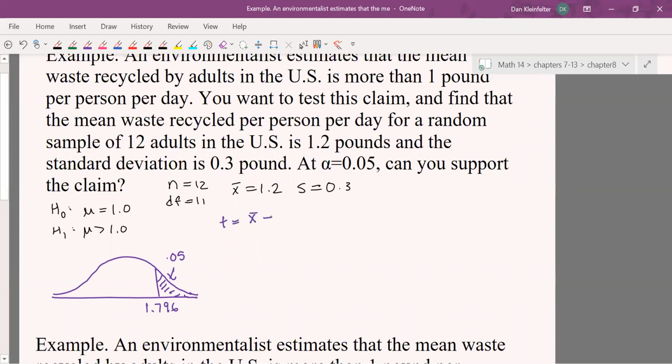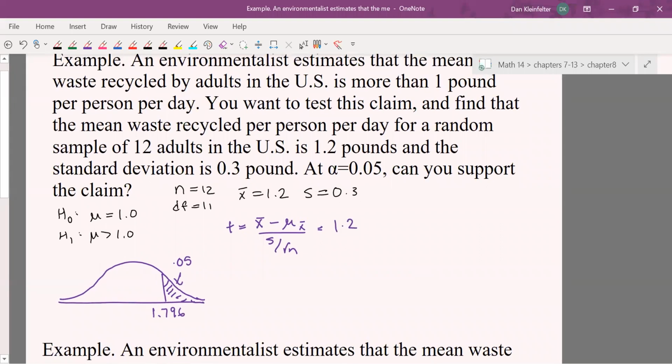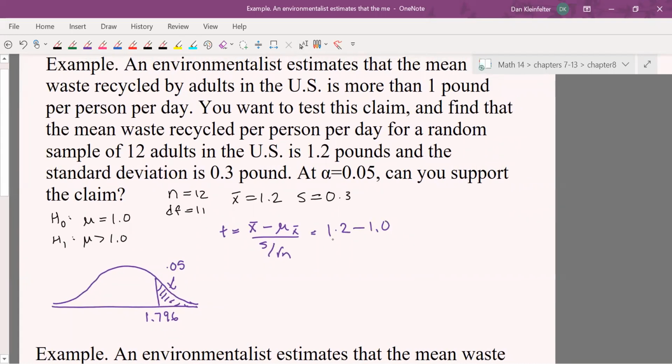All right, and then next we want to know what our test statistic will be. So that will be x bar minus mu, x bar over s over root n. Sample mean was 1.2. Hypothesized mean was 1.0. Standard deviation 0.3. And then the sample size was 12. All right, so let's get our statistic. That's 2.31.